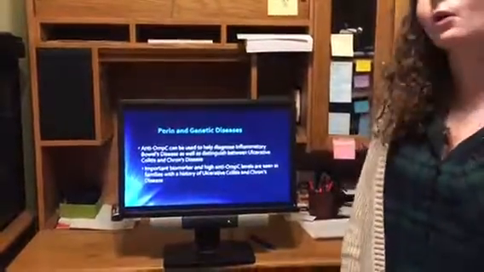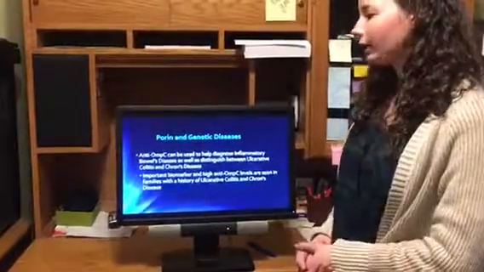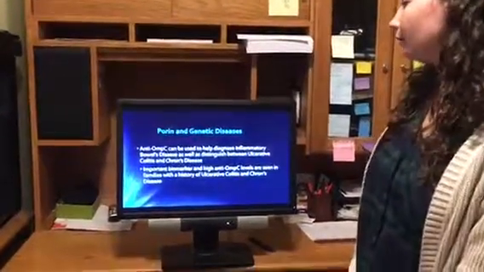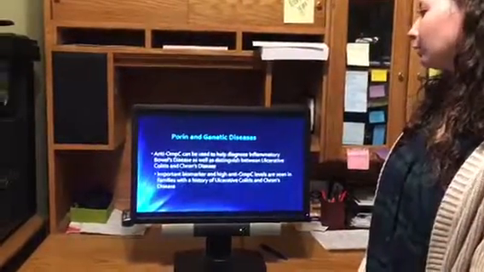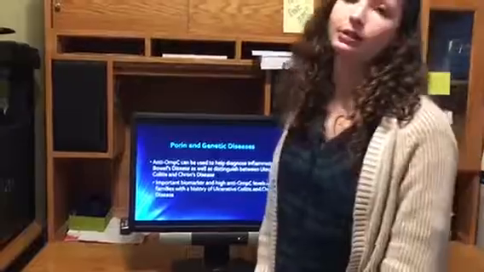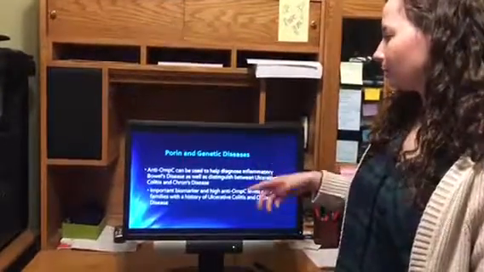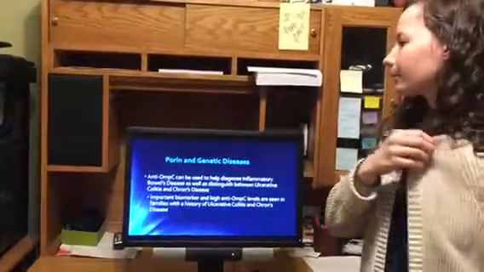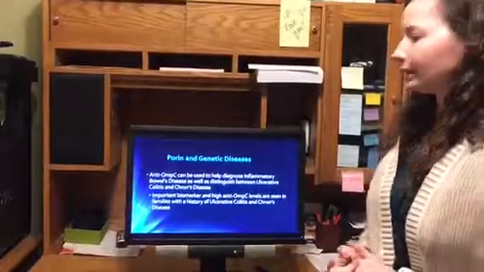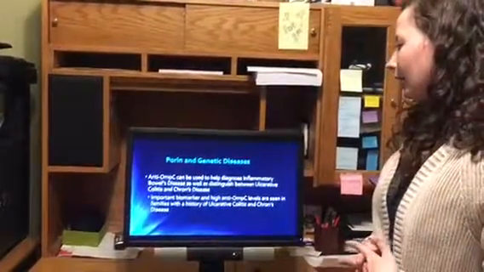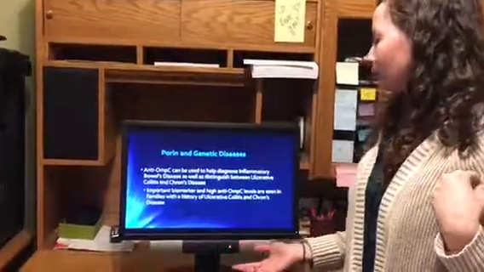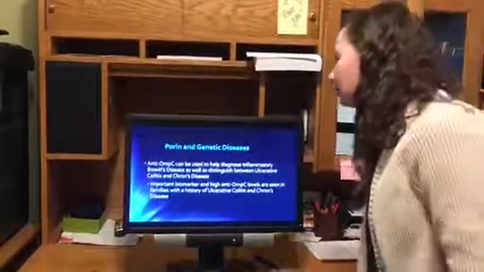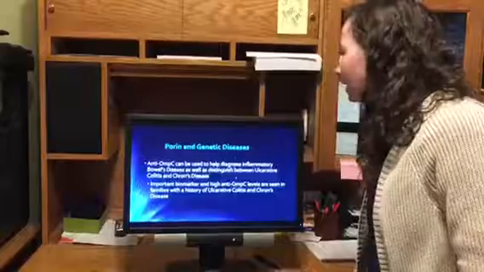There was not a ton of info on genetic diseases linked to porin, but I did find one. There's an anti-OMPC porin, and it can be used to help diagnose inflammatory bowel disease and also distinguish between ulcerative colitis and Crohn's disease. Distinguishing between ulcerative colitis and Crohn's disease is probably the most important one I found. I found a lot of documents about that. And of course, the anti-OMPC is an important biomarker. High anti-OMPC levels are seen in families with a history of ulcerative colitis and Crohn's disease. So you don't want a high level of anti-OMPC.